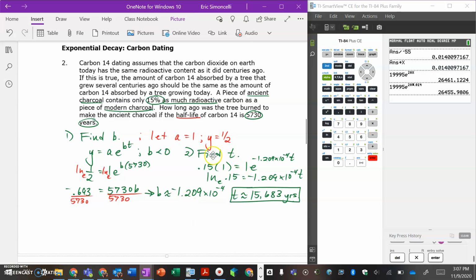And then, of course, as you can see in part 2, to find t, 0.15, which is 15% of 1, equals 1 times e to that b power times t. Take the natural log of this, and that equals this exponent. In the end, you can solve for t, dividing both sides by this decimal, and you end up with 15,683 years. Please try this out on your calculator as well.